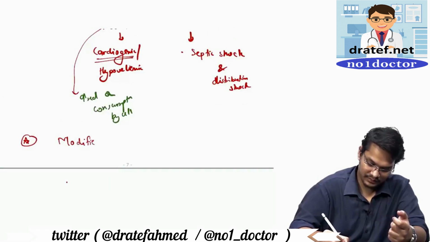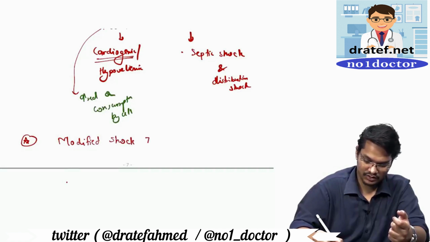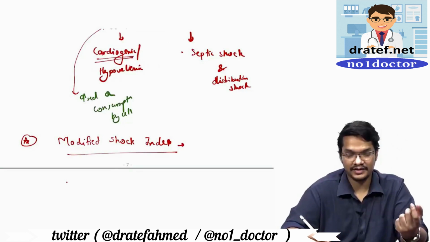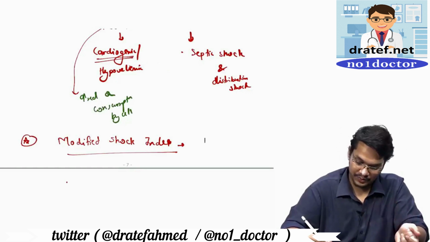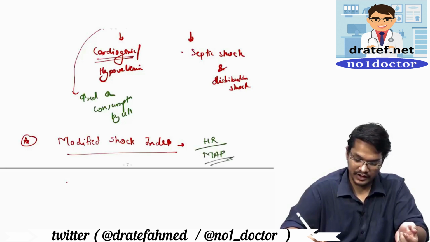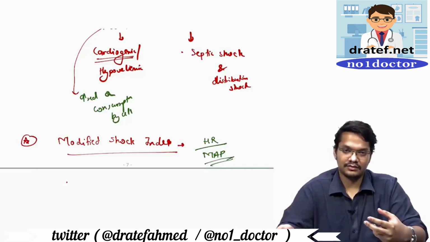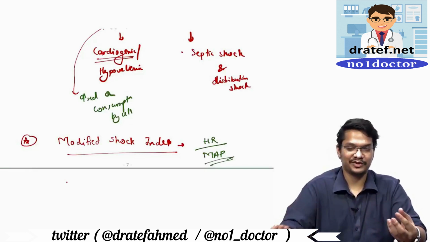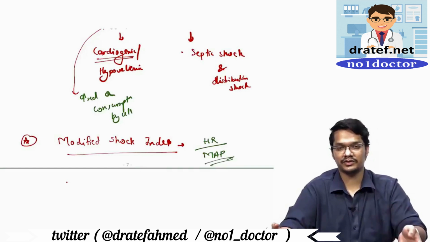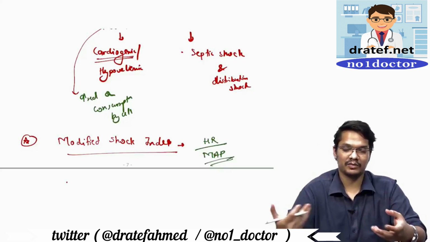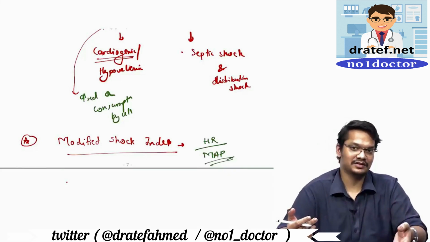modified shock index. What is the definition of modified shock index? Modified shock index is essentially a fraction obtained after dividing heart rate by mean arterial pressure. It is said to be a better indicator of shock as compared to either heart rate or mean arterial pressure taken alone. So it's a combination of the two. It's a fraction, and it's a better indication than taking heart rate or MAP alone. Okay, this was asked in the recent examination.